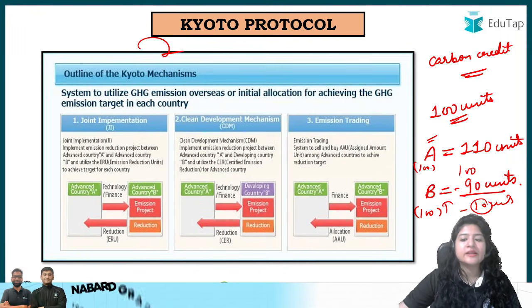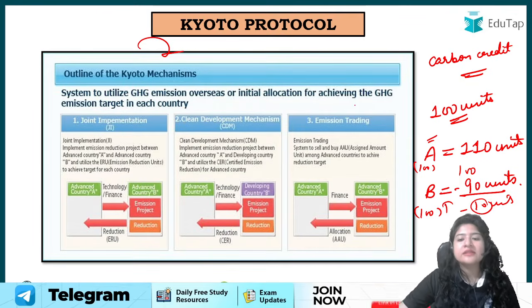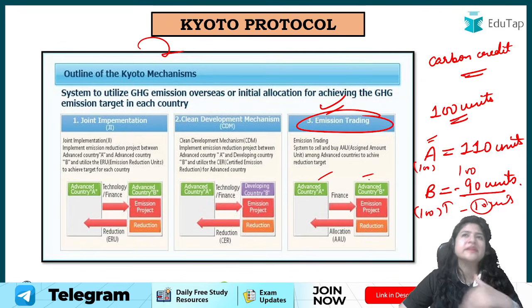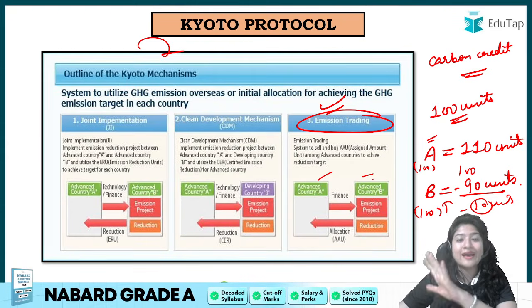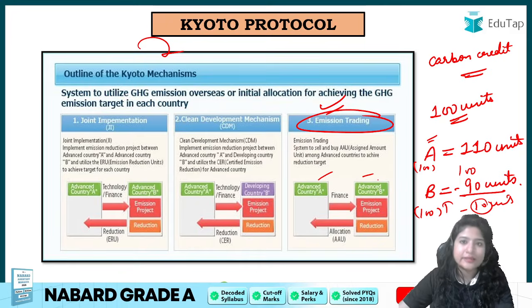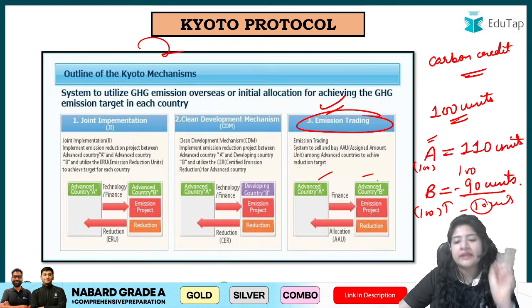So first case, country A can buy those 10 carbon credits from country B. That is known as your emission trading. In emission trading, it always happens between developed countries only, ठीक है? Because developing countries are given leverage since they are still developing, so they may not be able to control carbon as much even if they want to, because development is still taking place and that is also necessary. ठीक है, तो emission trading happens between country A and country B.